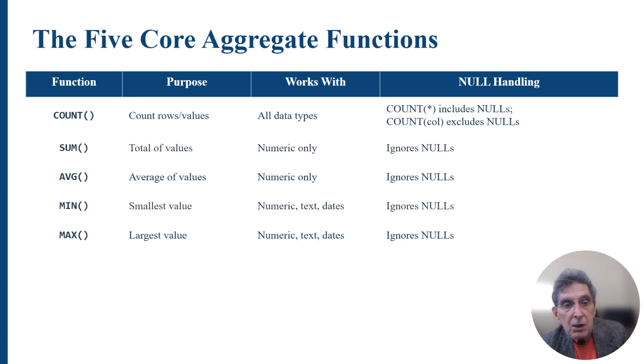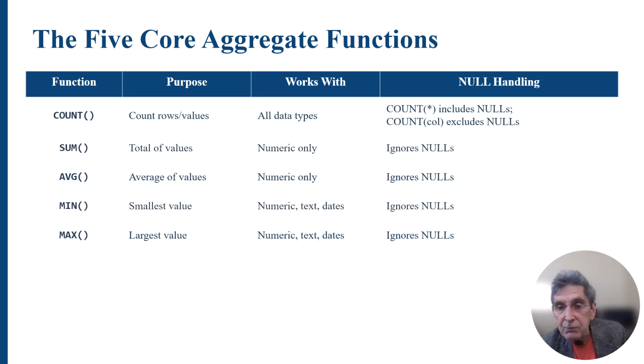Then, second, sum adds up all the values in a column, so it's only going to work with numeric data. If you try to do a sum on a text column, you're going to get an error. As expected, it ignores nulls. A null is not a 0. The record is ignored in the calculation.